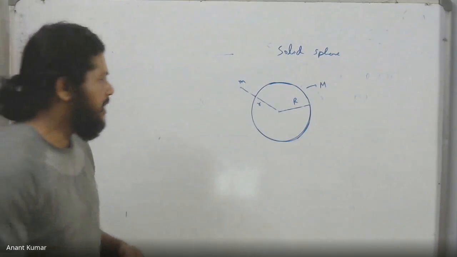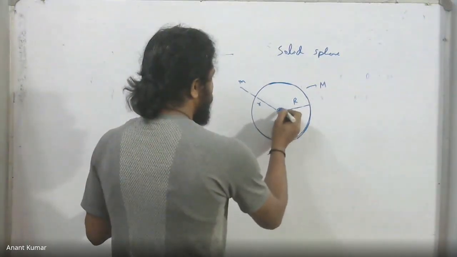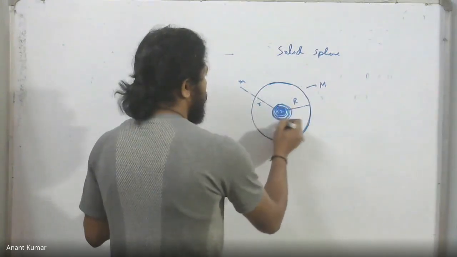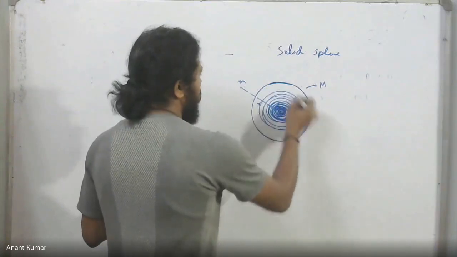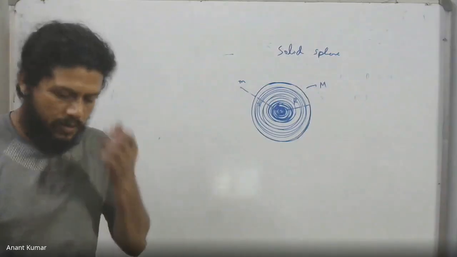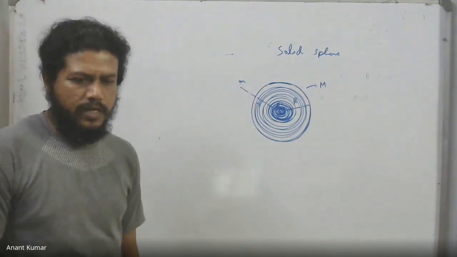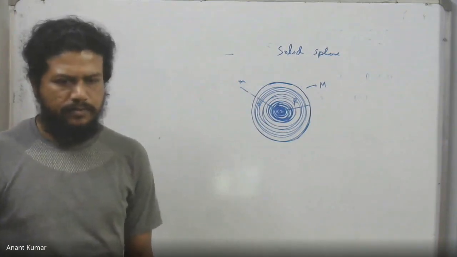The reason is that I can think that the sphere is actually made up of a large number of spherical shells like these. Lots of spherical shells are put concentrically to make this solid sphere. Each of the shells will be taken as a point mass at the center. So in effect, the entire sphere will be taken as a point mass at the center.